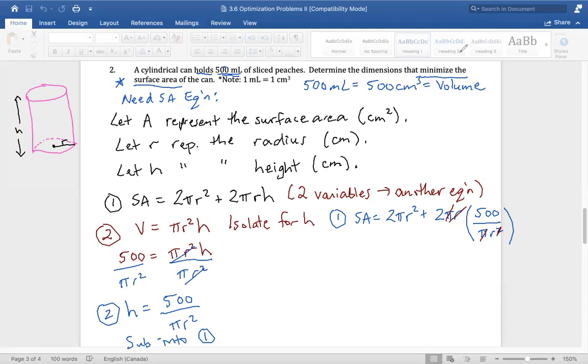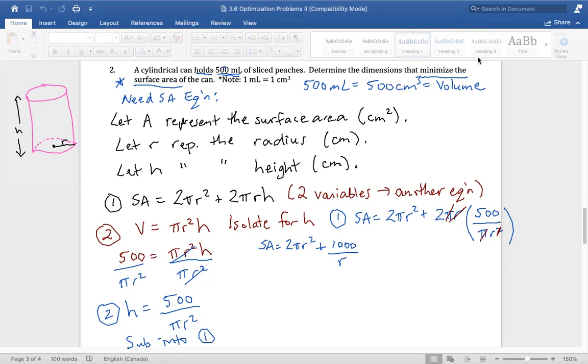So then that's going to be equal to 2 pi r squared plus, be careful, that's done. I have 2 on top times 500, both as numerators, so plus 1,000 over r, and that's it.